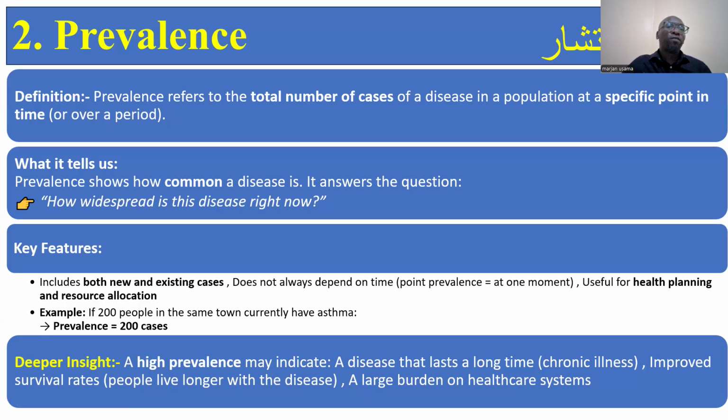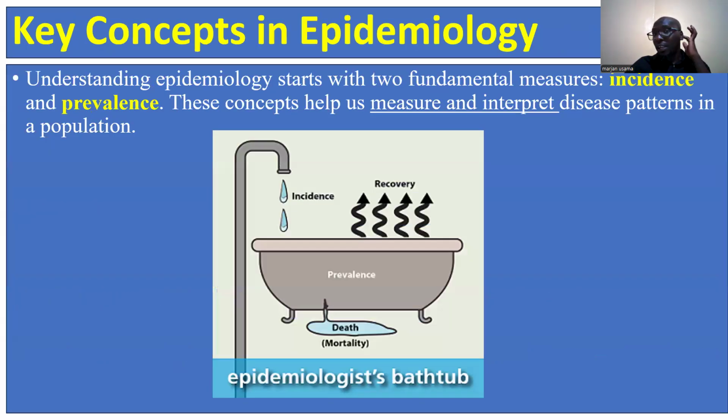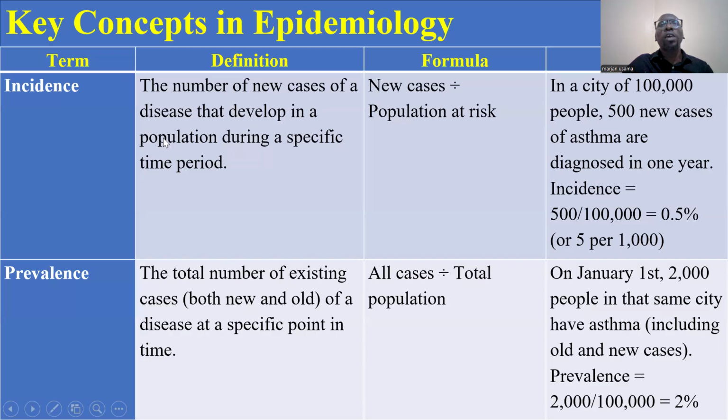مثلا, if 200 people in the same town currently have asthma, okay, so the prevalence is 200 cases. So these are the two concepts that you have to understand in epidemiology. So we have the incidence, that is معدل الحدوث, and معدل الانتشار. Okay, and this is just explaining the same thing. So this is just the same explanation and how you can calculate it actually.